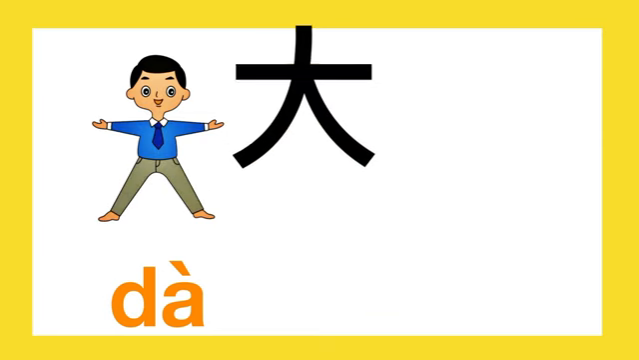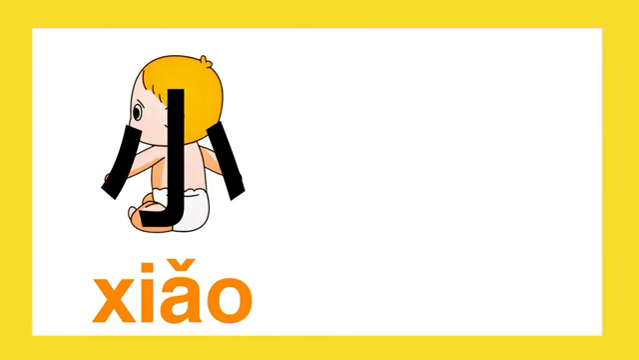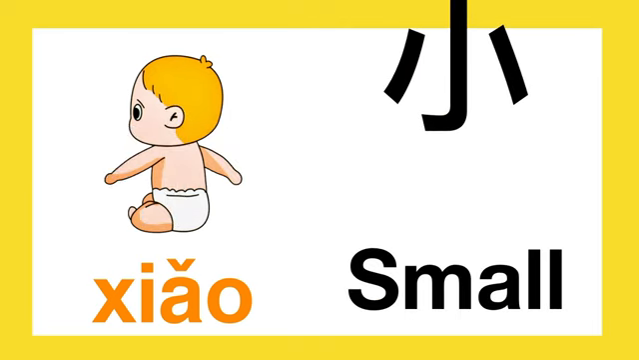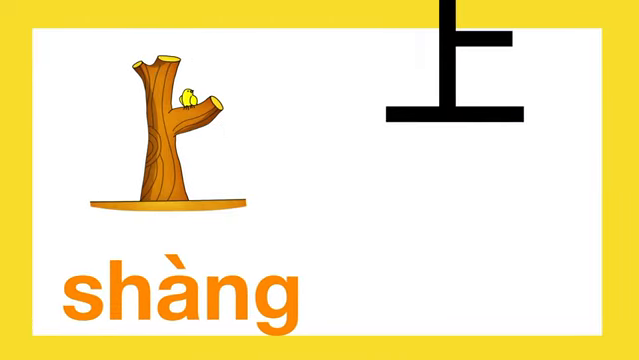大. It means big. This character looks like a person stretching out his arms and legs to make himself look big. 小. It means small. This character looks like a baby reaching out his arms. 上. It means up. It looks like a bird sitting on the branch of a tree.